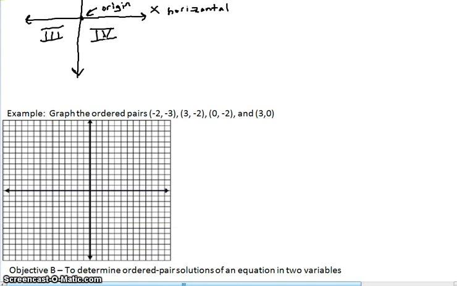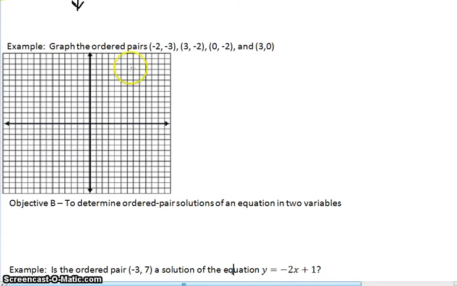So here's a couple important things that you need to know to talk about the XY coordinate system. The first objective is talking about how you graph ordered pairs. When you graph an ordered pair, you're given an X and a Y coordinate. You're talking about two distances: a distance that you move left or right, and a distance that you're moving up or down.